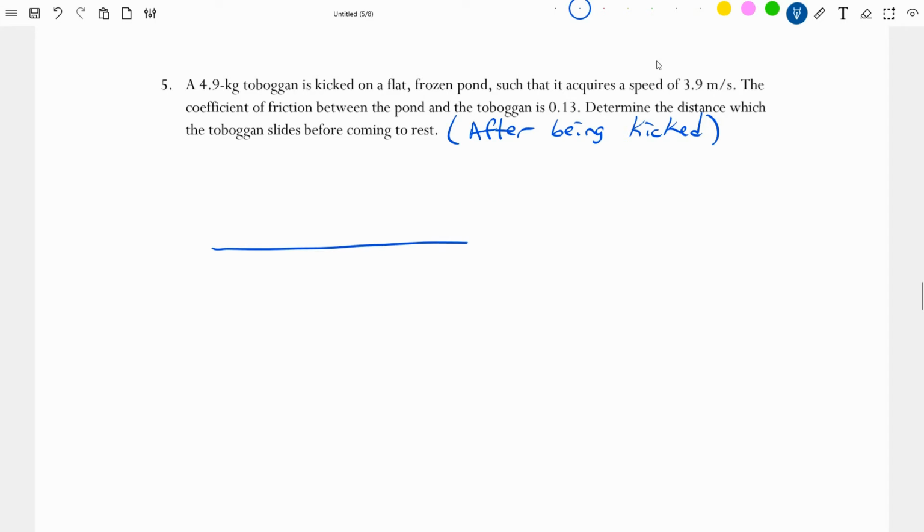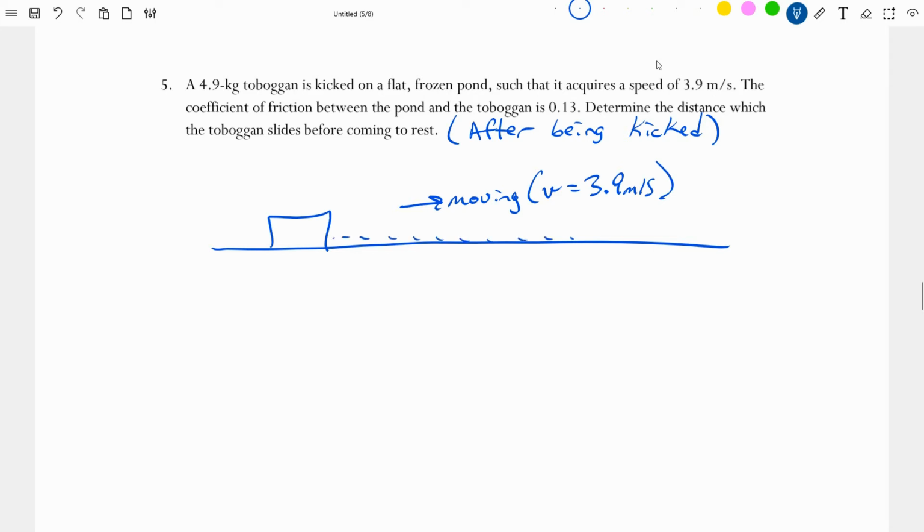What I'm really interested in here is that there was a toboggan. I'm not going to draw an applied force. I'm actually thinking of right now, this thing is already moving. It's already moving with a speed of, well, an initial speed, but I'm going to use prime notation here. So V of 3.9 meters per second. And what's going to happen is this thing is going to slow down, slow down, slow down, slow down. At some point, it's going to stop. So I'll call V prime equal to 0. Okay.